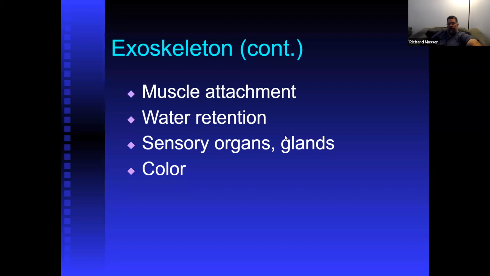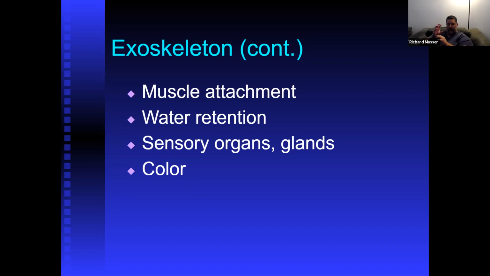The exoskeleton, again, is a hardened outer shell. And so a lot of times they'll have little fibers that are part of the exoskeleton that help them to sense the environment. They're obviously important for water retention because remember, insects are so small that it would be very easy for an insect to dry out if it didn't have that exoskeleton. So the exoskeleton helps retain the water that they have.